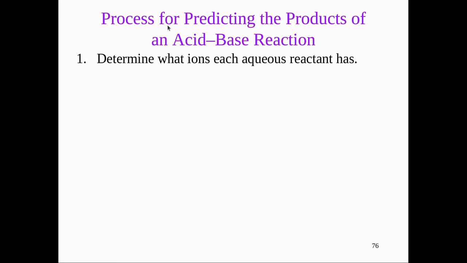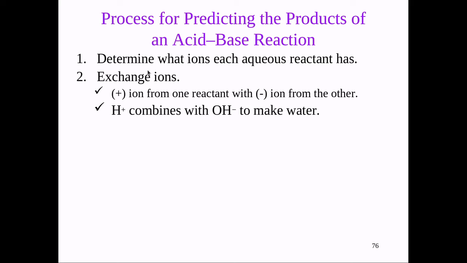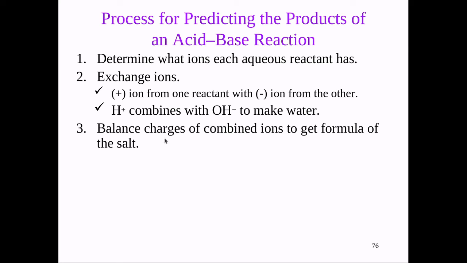Let's go through the process for predicting the products of an acid-base reaction. First thing we want to do is determine what ions each aqueous reactant has. Then we're going to exchange those ions, okay? And we're going to want to make sure that we're combining our protons and hydroxides to make water. Then we're going to balance the charges of the combined ions to get a formula of the salt. Then we're going to balance the equation.